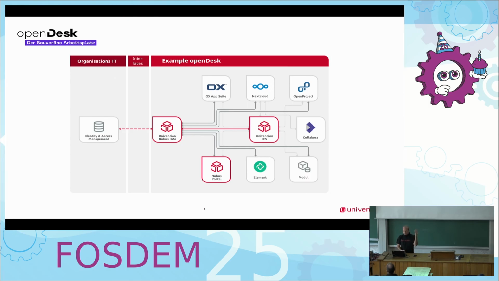This is an example of how Nubus is deployed in openDesk. That's the office and collaboration suite of the German government that it's issuing to its officers. And there it integrates lots of applications with the upstream identity management systems, which already exist, of course.